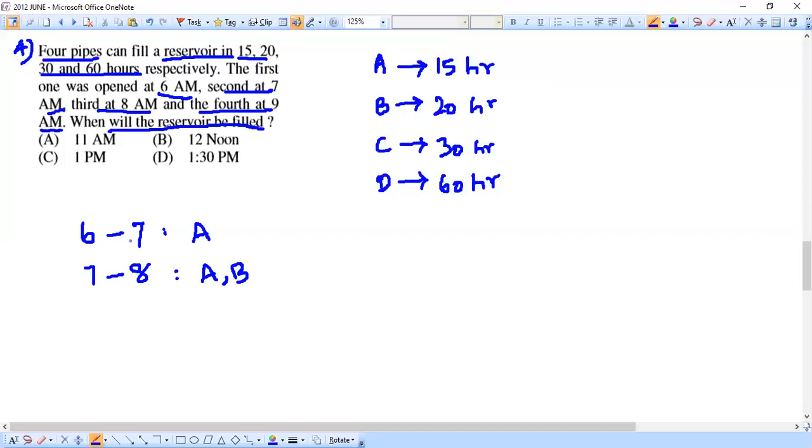So that means from 6 to 7, in that first 1 hour, pipe A alone is working. And after 7, what happens? From 7 to 8, in that 1 hour interval, pipe B is open. So that means pipe A as well as B, both of them are working. Now what happens at 8 a.m.?